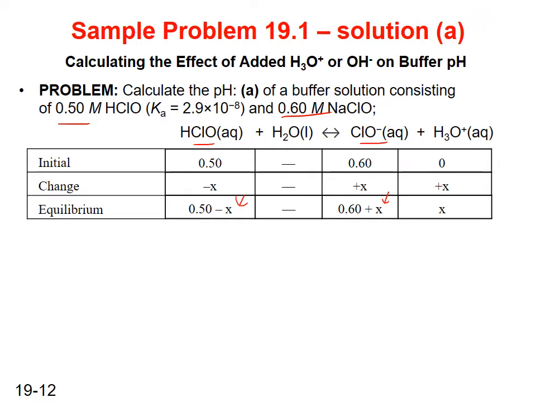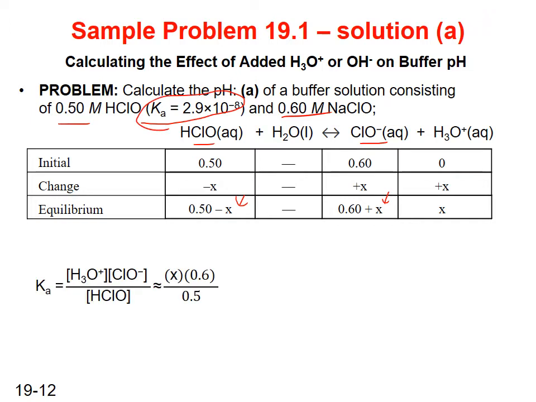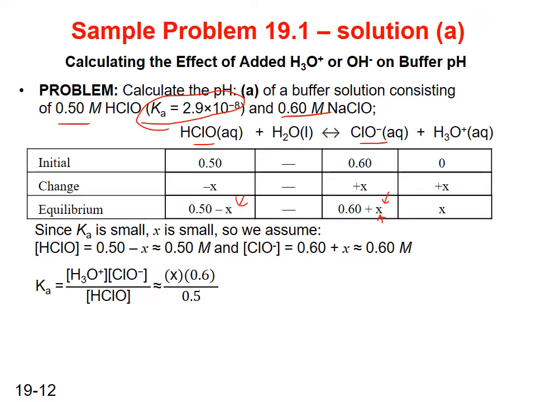Okay, to calculate X, we notice that Ka is given, so we write Ka as the product divided by reactants, but we assume X is a very small number. This is due to the small acid constant Ka. Ka is very small, and therefore 0.6 plus X is approximately just 0.6, and 0.5 minus X is approximately just 0.5, and this makes the solution much simpler.